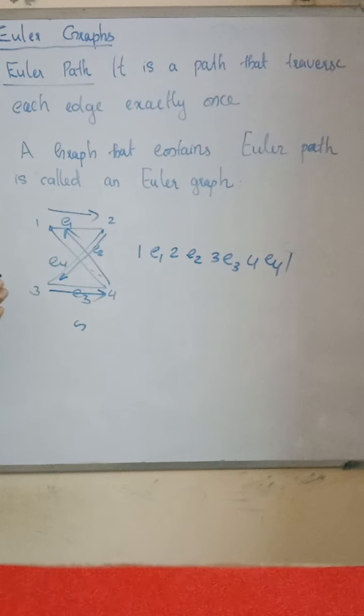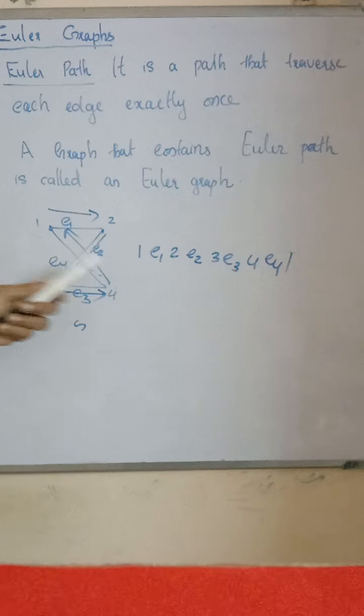So this is an Euler path, and a graph that contains an Euler path is called a Euler graph. An Euler path is nothing but a path in which a vertex can be repeated but an edge can't. An edge is not repeated in this path.